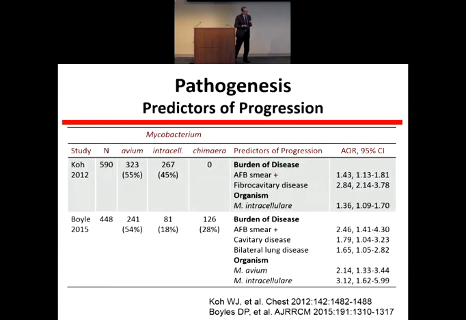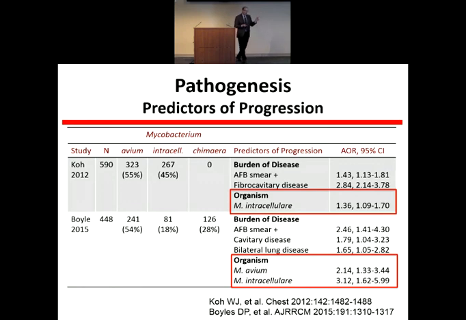What about pathogenesis? So there are 2 studies. The first that we were involved in with our group at Samsung, Wenjin Go, and then Boyle at Northwestern. This is looking at predictors of progression in people who had positive cultures who were followed off of treatment for a period of time. I mentioned to you that burden of disease is a progressor. So both of these studies show that if you were smear positive and had fibrocavitary or extensive disease, you were more likely to progress. Any NTM clinician could have told you that.